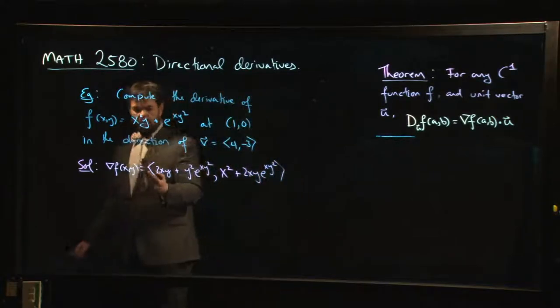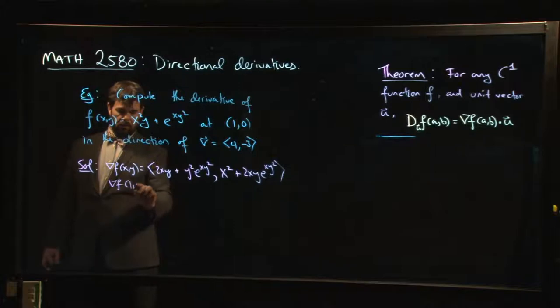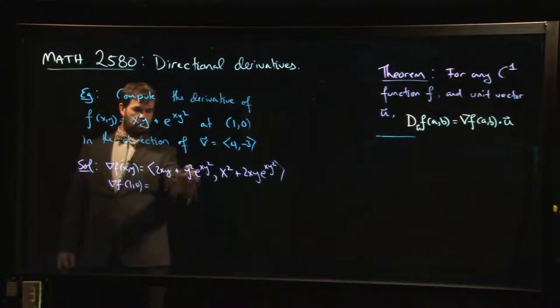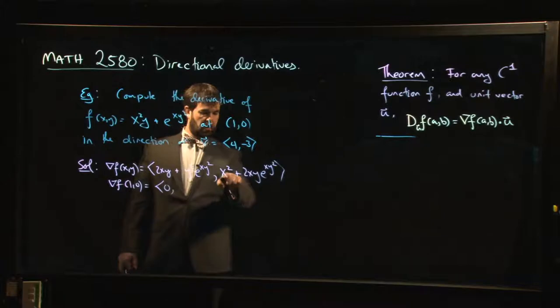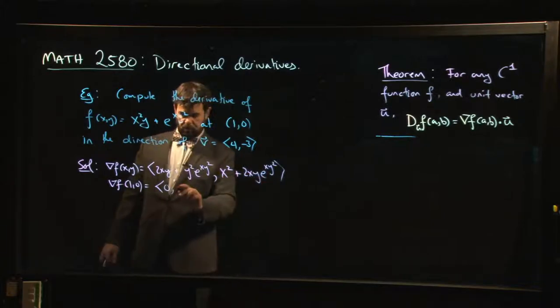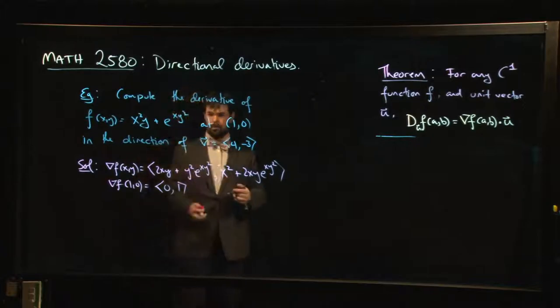All right. So having done that, you can now evaluate at the point that we were given. So at (1, 0). So let's see. Putting y equal to 0 gives us 0 in the x component. And over here, we're going to have a 1 plus, oh, again, 0. So simply (0, 1). That's not so bad.